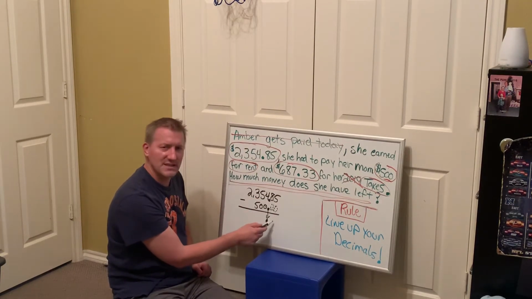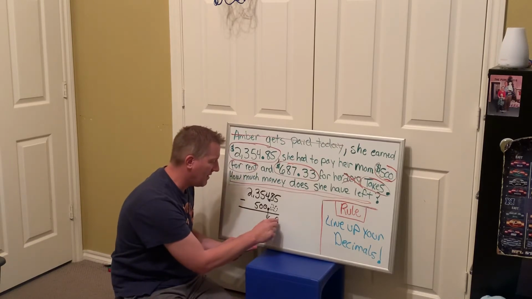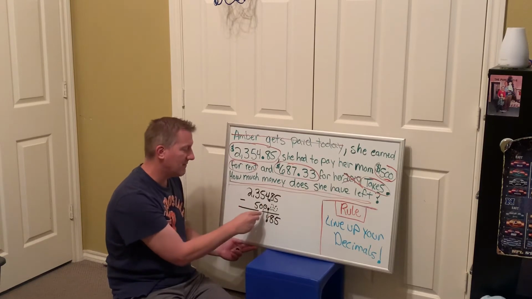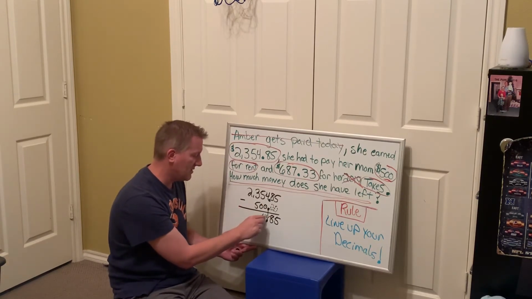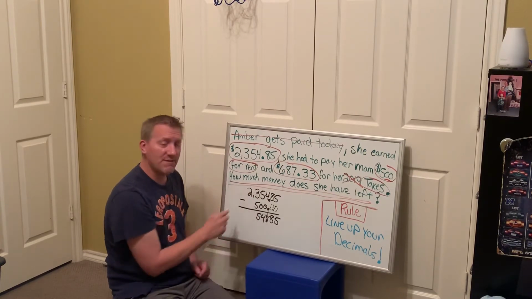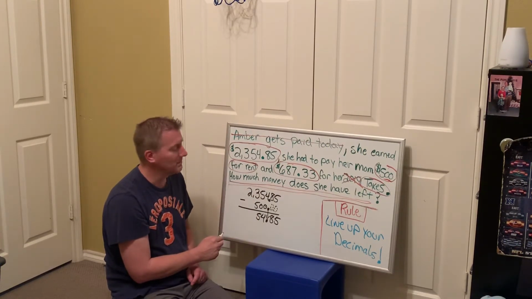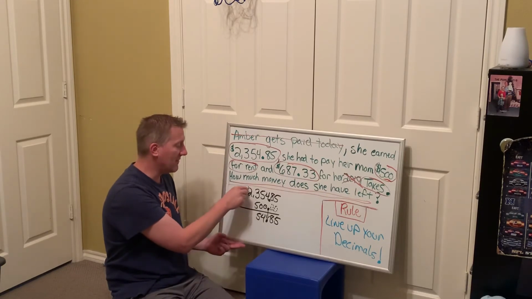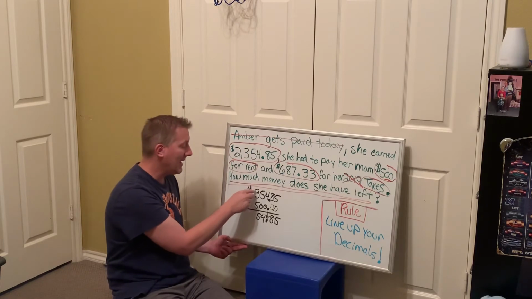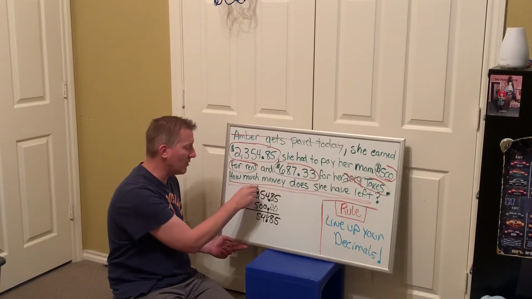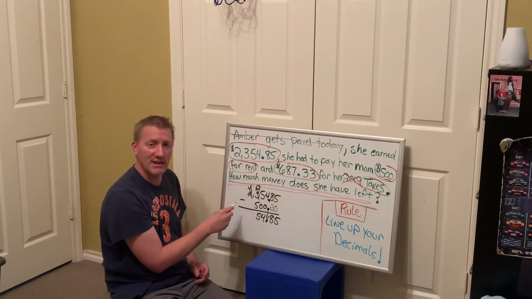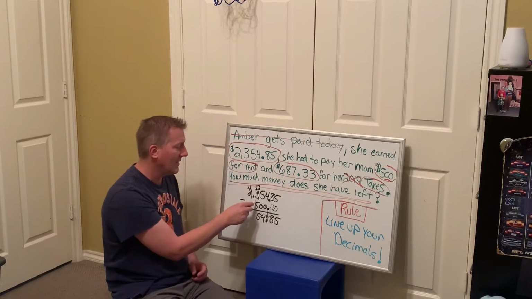So 5 minus 0 is 5. 8 minus 0 is 8. 4 minus 0 is 4. 5 minus 0, 5. Can I take 5 away from 3? No, I can't. So I'm going to have to borrow. So I'm going to go to my neighbor. I'm going to reduce that by 1. And I'm going to bring that 10 back over here to make that 3 a 13. You're always borrowing 10 from your neighbor on subtraction.